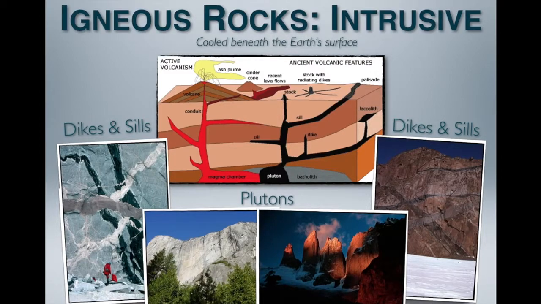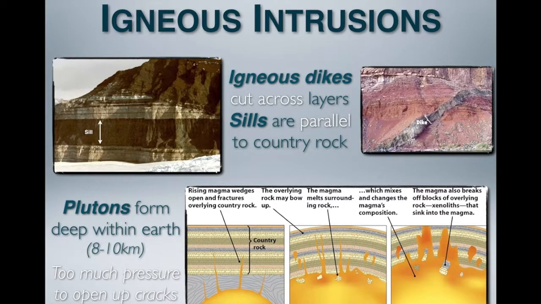We have plutons and batholiths, which are the larger sections. It's a part of the magma chamber that has cooled. Then we have dikes and sills. So dikes and sills would be the pathways that magma is following to get to the surface. And so a sill runs parallel to the rock layers, and a dike runs perpendicular. So let's look at these a little bit more.